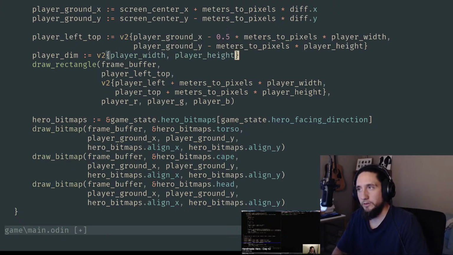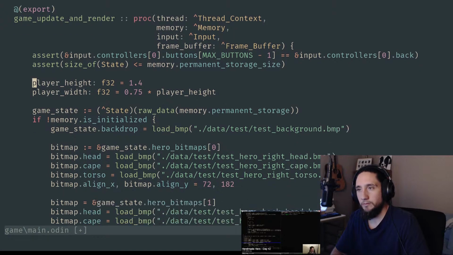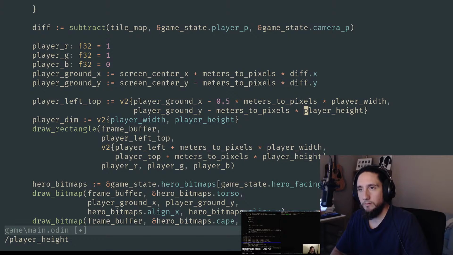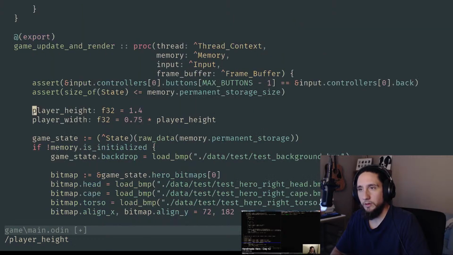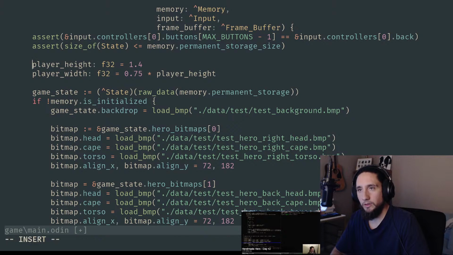Where else are these used, I wonder? Literally nowhere else. So we could actually do this, right? Player dim is a vector 2.